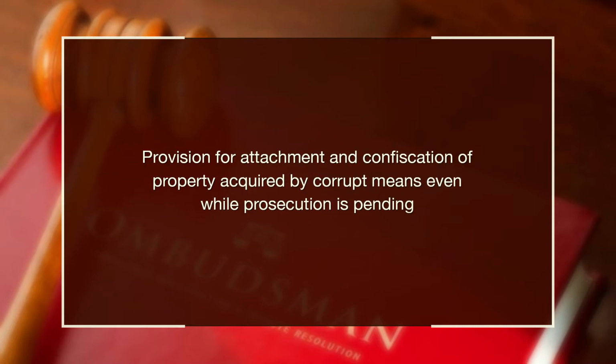Provision for attachment and confiscation of property acquired by corrupt means even while prosecution is pending. Appointment of the Director, CBI to be on the recommendations of a high-powered committee chaired by the Prime Minister. Specific timeline for preliminary inquiry, investigation and trial. Enhancement of minimum and maximum punishment under the Prevention of Corruption Act from 6 months to 2 years and from 7 years to 10 years respectively.